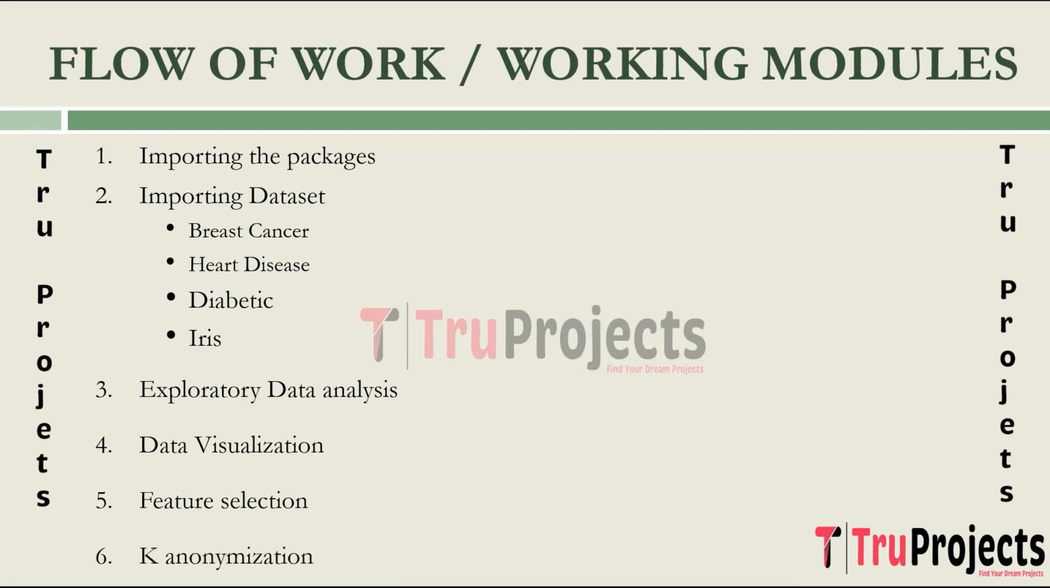The next step is K-anonymization. K-anonymization is a privacy-preserving technique which is applied in this step to anonymize sensitive data. This involves grouping individuals into clusters with at least k other individuals sharing similar characteristics. K-anonymization helps protect individuals' privacy while still allowing for meaningful analysis and modeling of the data.